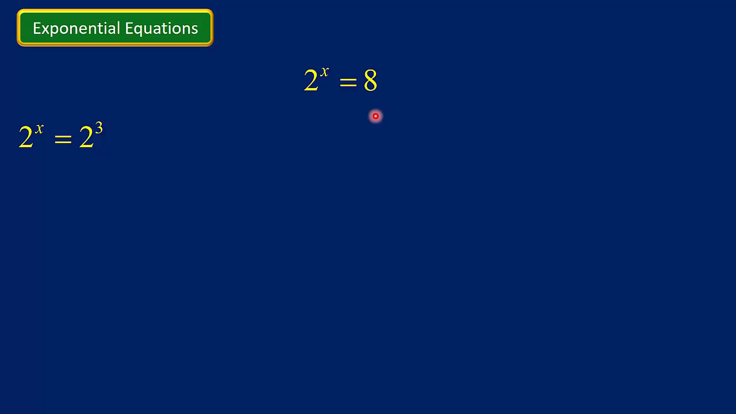What we did by eyeballing this was just recognize that 8 is 2 to the third power. So, you could take this approach. You could say, well, this is 2 to the x equals 2 to the third, and if the bases are the same, then the exponents must be equal. So you could just equate the exponents and solve that way. That's one thing you could do.